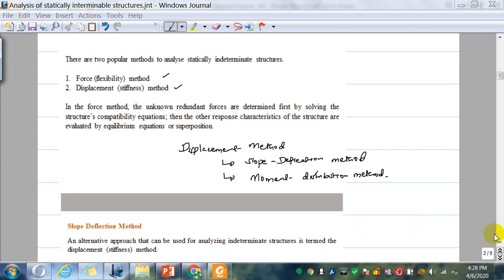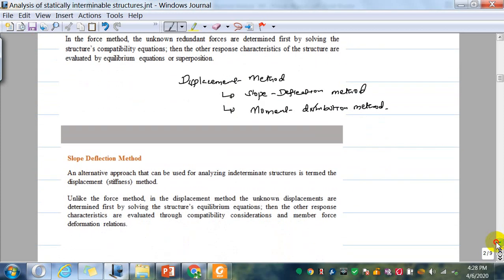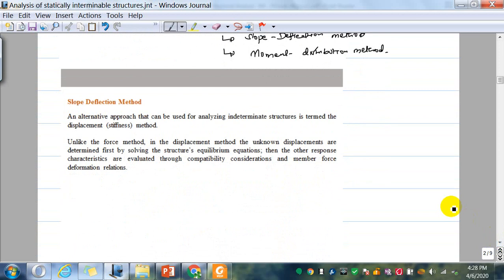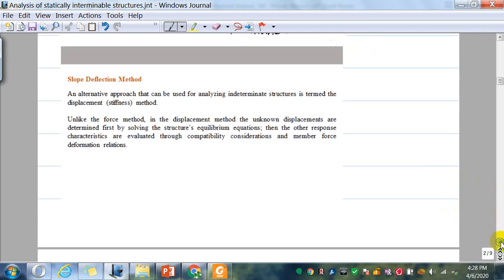In this lecture we are going to go into detail on the slope deflection method. It's a stiffness method, an alternative approach that can be used to analyze indeterminate structures, termed the displacement method. It is based on a stiffness criterion. Unlike the force method, in the displacement method the unknown displacements are determined first by solving the structure's equilibrium equations, and the other response characteristics are evaluated through compatibility considerations and member force-deformation relations.